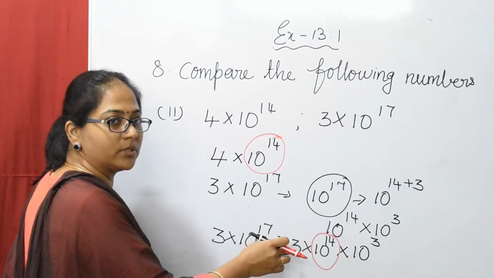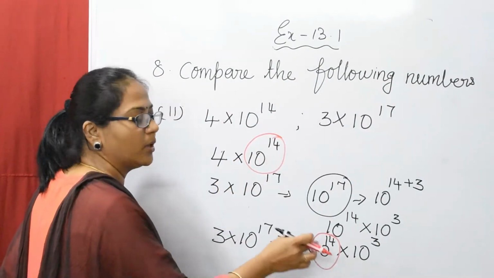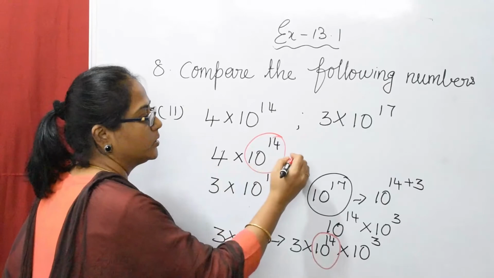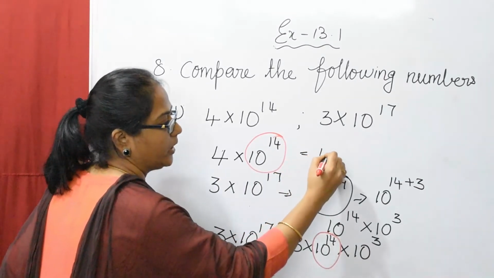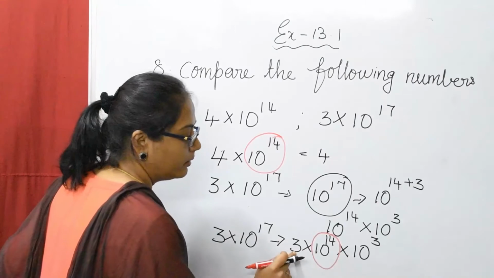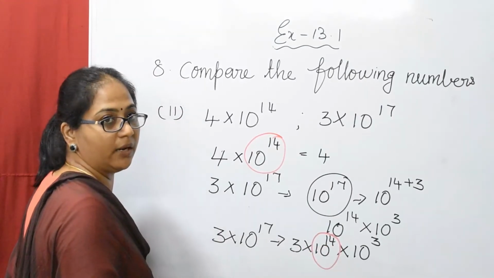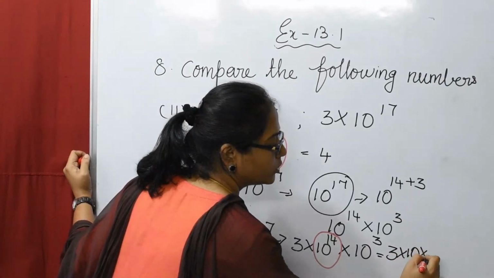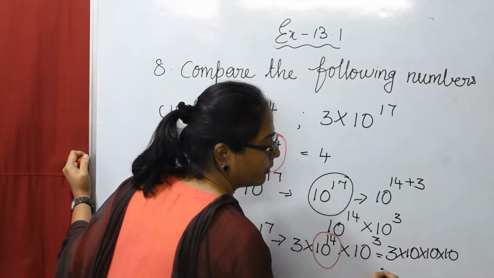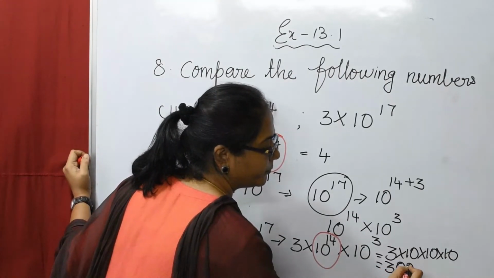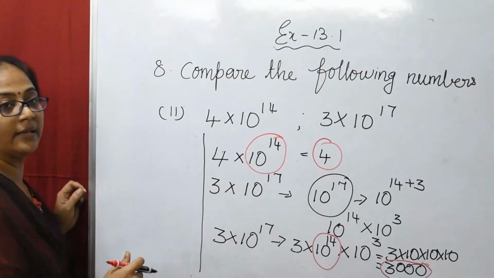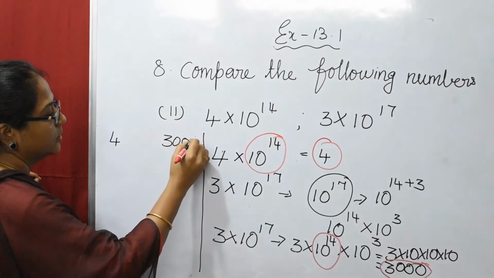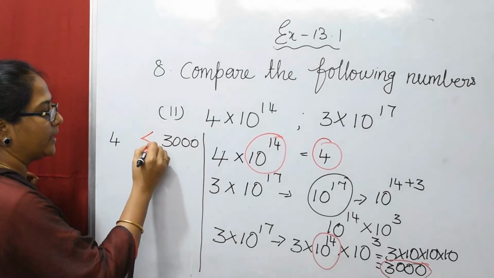Now if you compare both terms, 10 to the power of 14, 10 to the power of 14 is common. Now the remaining number here is 4. So 4 here. Understood? And here 3 into 10 to the power of 3 means 3 into 10 into 10 into 10, which is equal to 3000. Now let us compare these two numbers. Now 4 and 3000. So here we know 3000 is greater than 4.